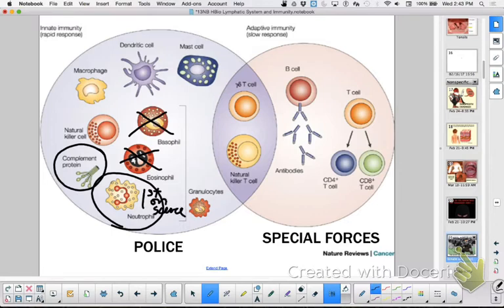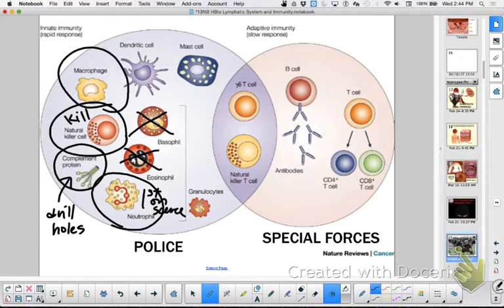What do the complements do? Indeed, they drill holes. So these guys, they drill holes. There are other complement proteins that set off alarms, and we'll talk about those in just a minute. Natural killer cells, what do they do? They kill.